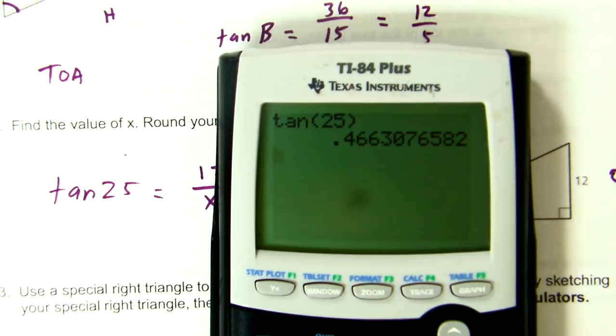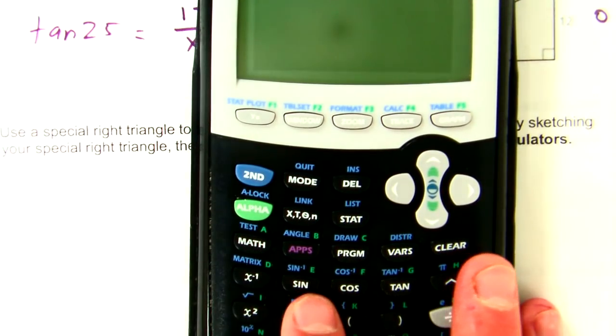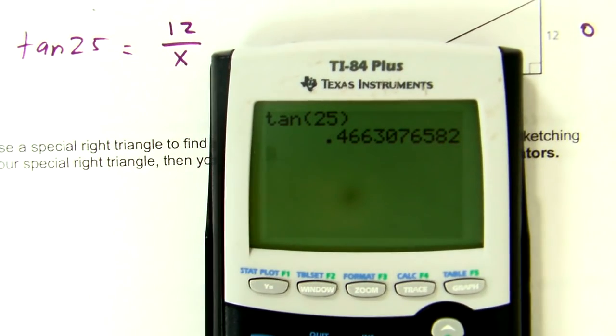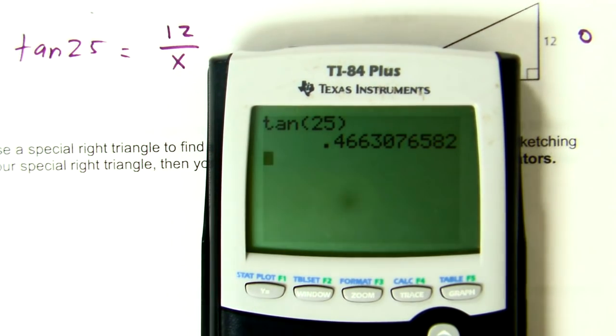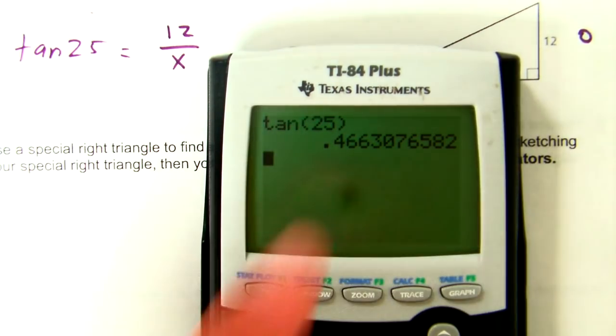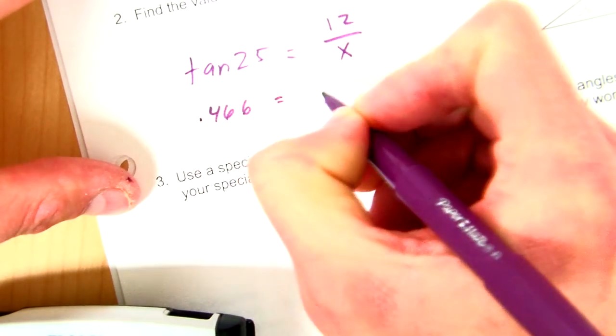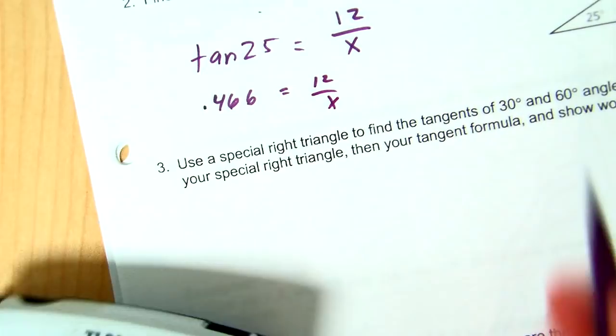If you've ever wondered what the sin, cos, and tan buttons were on the calculator, your curiosity will be answered now, because these are the three different trig ratios. We're talking about tangent. So the tangent of 25 here is 0.466, equal to 12 over x.